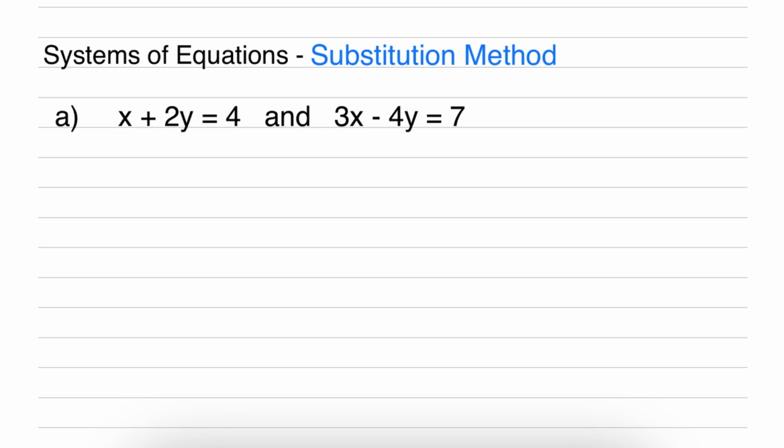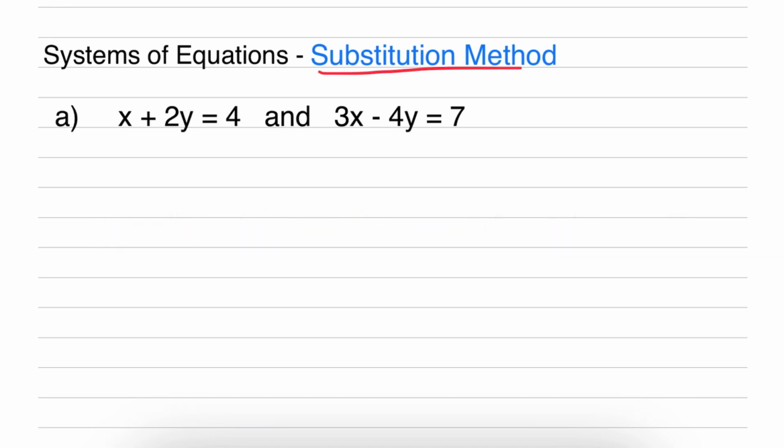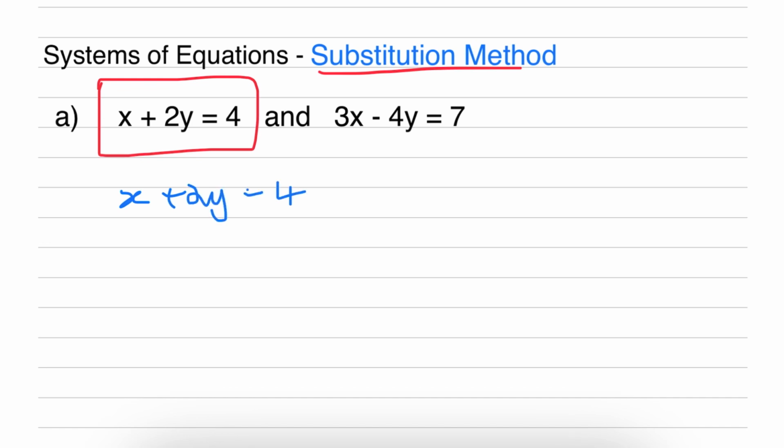Now to move on to the substitution method. With this method, you need to either make x or y the subject of the formula. So what that means is, I'll take this equation that we have over here, x plus 2y equal to 4. Then I want to make x the subject of the formula by subtracting 2y on both sides of the equation. So that makes x equal to 4 minus 2y.